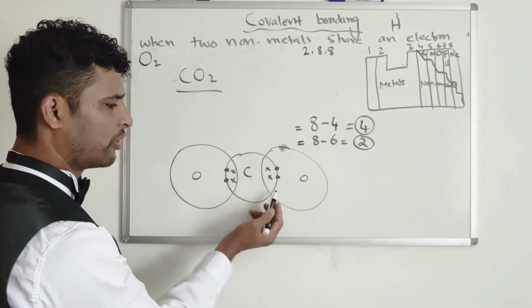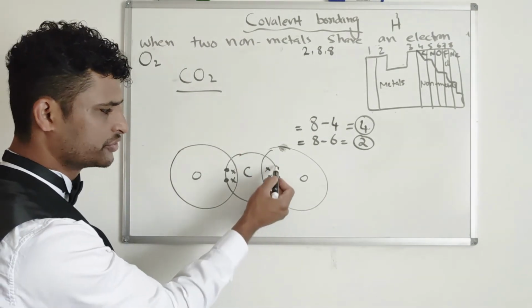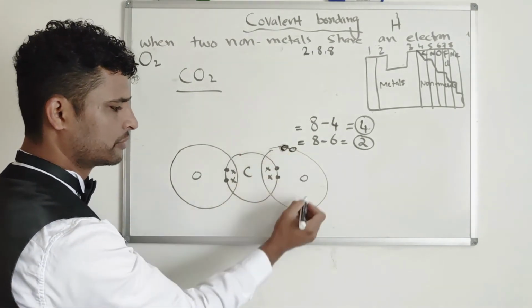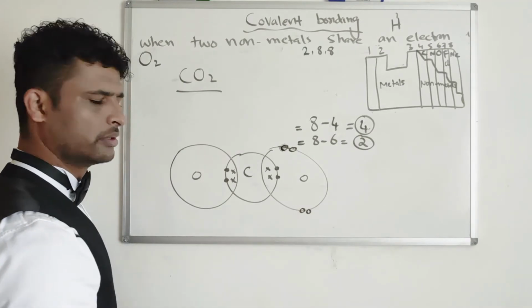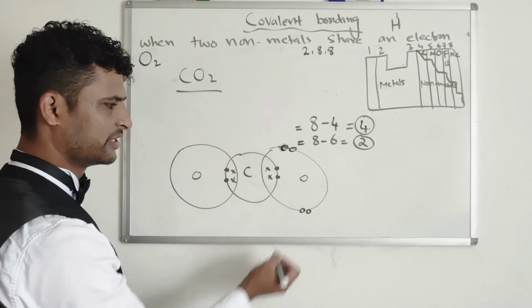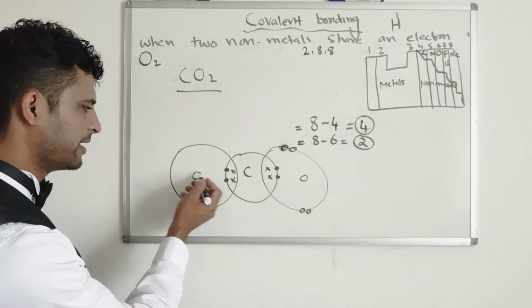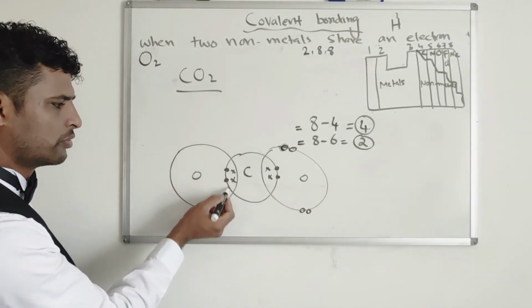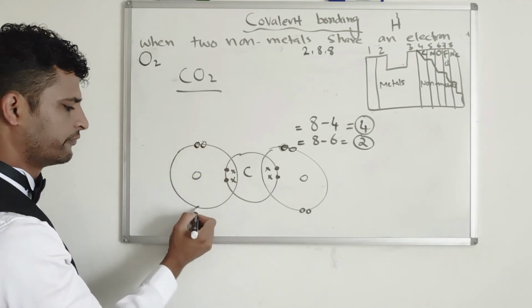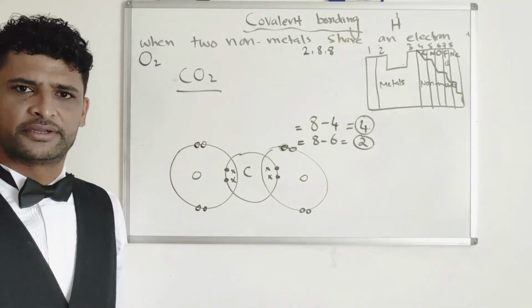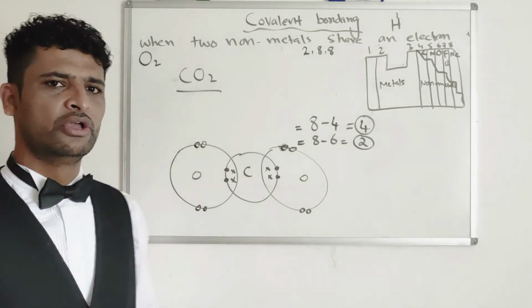Then you have oxygen. Oxygen has 6 in total, 2 are shared. Then you can have 2 more like that and 2 over there. So that's 2, 4, 6, 8. Oxygen is stable. The same goes for the other oxygen. Out of 6, 2 are already shared, so 4 are left behind. And that's how you explain the covalent bonding.